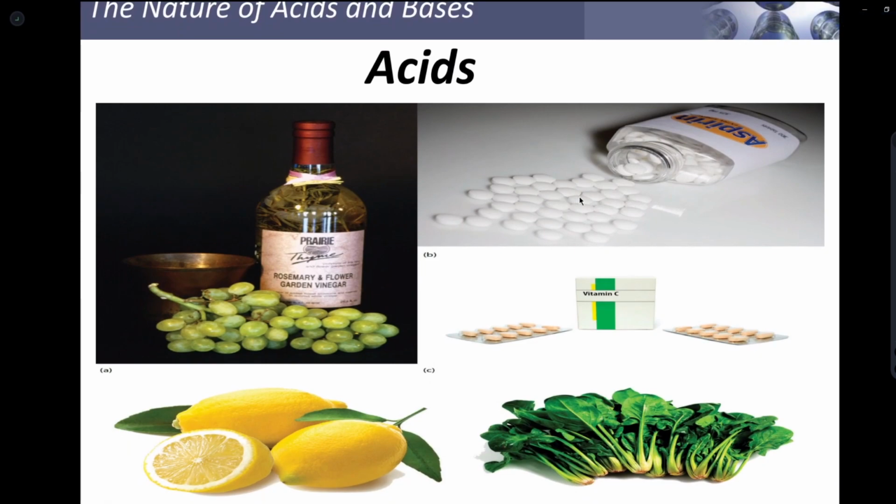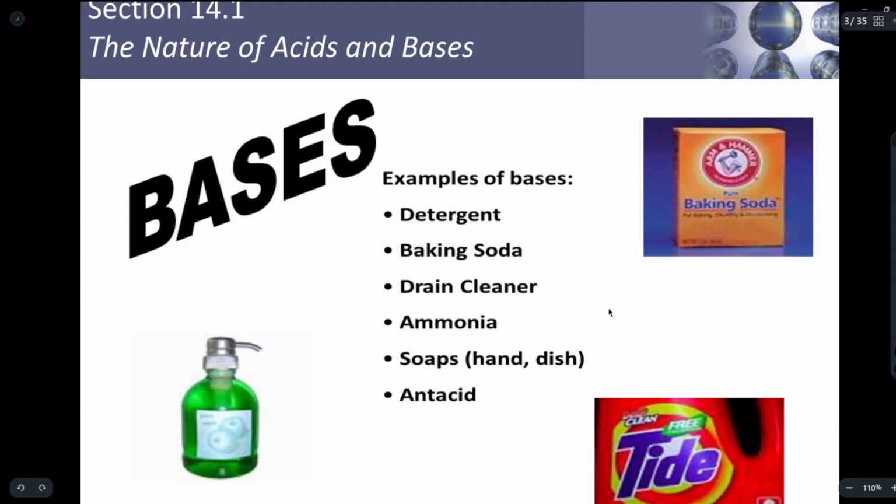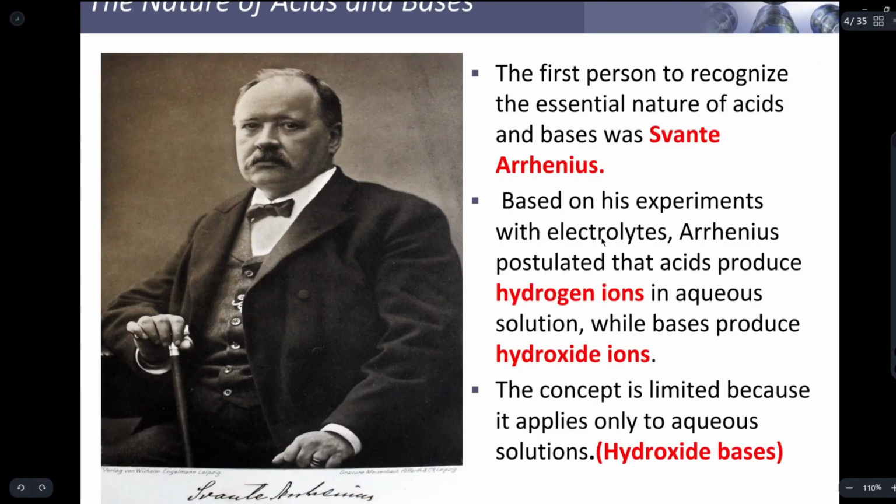Acids are mainly found in day-to-day objects such as lemons, in the form of citric acid, and in some medications as well. Bases, on the other hand, are mainly found in cleaning products, but also can be found in medication in the form of antacids. The first person to formally recognize acids and bases was Svante Arrhenius.